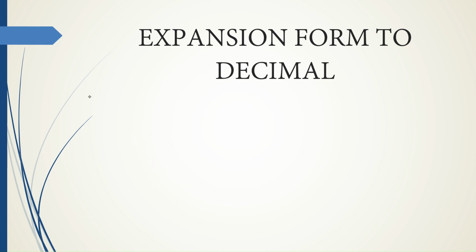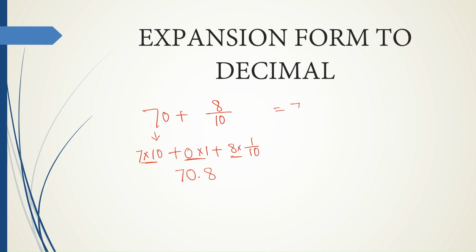We'll use another example, 70 plus 8 upon 10. So this 70 is nothing but 7 into 10. Then we don't have anything to write as into 1. So it is 0 into 1 plus 8 into 1 upon 10. Now it starts with the tens place 7, in the ones place it's 0. After the ones place comes the point, and here in the tenths place 8. So the equivalent is 70.8.